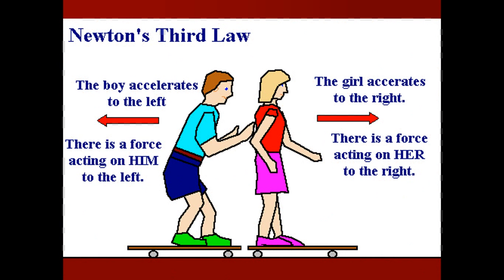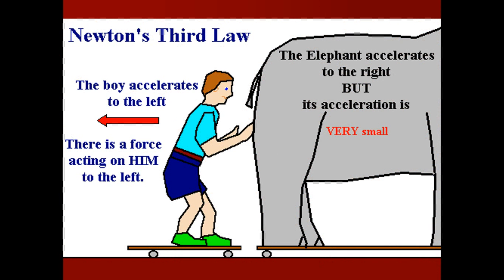Here's another example of Newton's third law. When the boy pushes the girl in the back, the girl accelerates to the right, and the boy accelerates to the left. However, if the boy tries to push on the elephant, the elephant accelerates to the right, but its acceleration is very small because its mass is so much greater than the boy's.